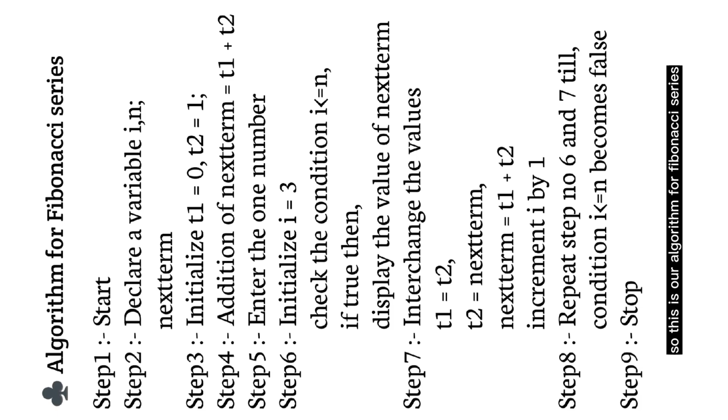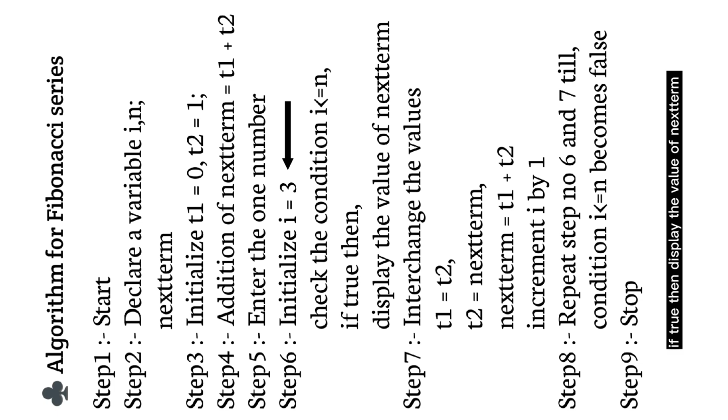So this is our algorithm for the Fibonacci series. Step 1, start. Step 2, declare variables i and next term. Step 3, initialize t1 equal to 0, t2 equal to 1. Step 4, addition: next term equal to t1 plus t2. Step 5, enter the number. Step 6, initialize i equal to 3. Check the condition i is less than or equal to n.